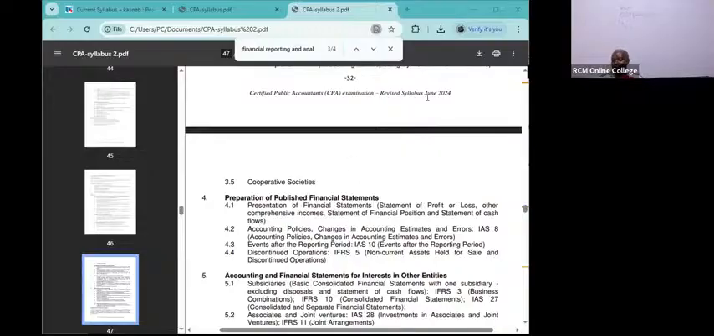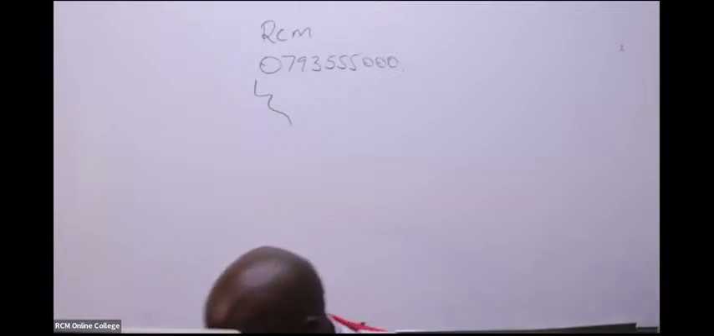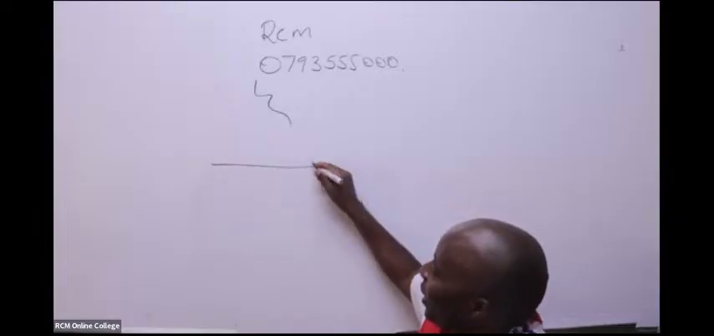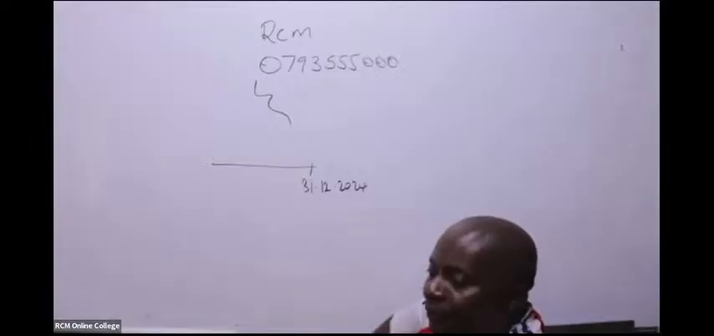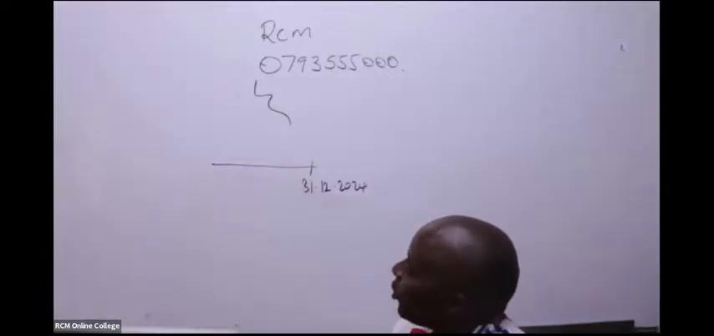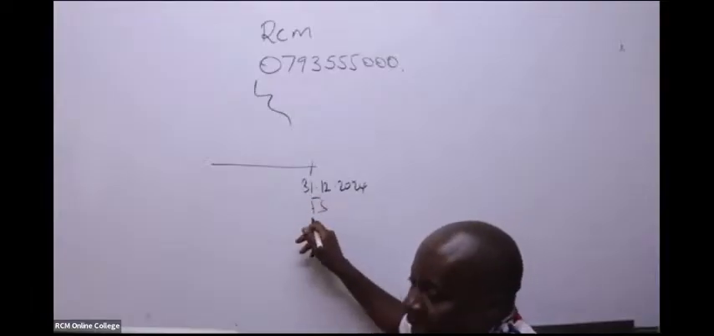Like these events after the reporting date, ladies and gentlemen, let me ask you a question. IAS 10 is very, very interesting. So this is 31st December 2024. All right. So this is the whole of 2024. So the company has given us their financial statements.